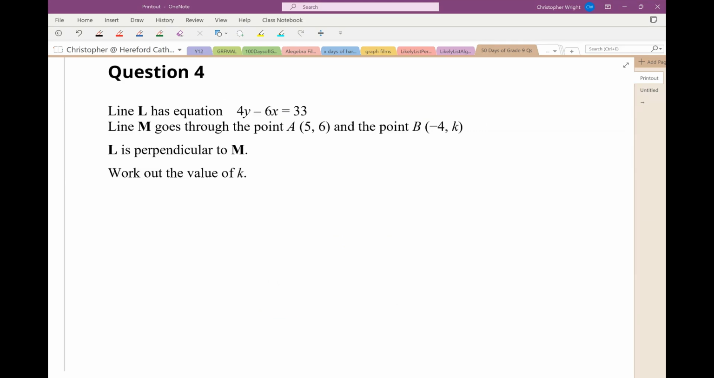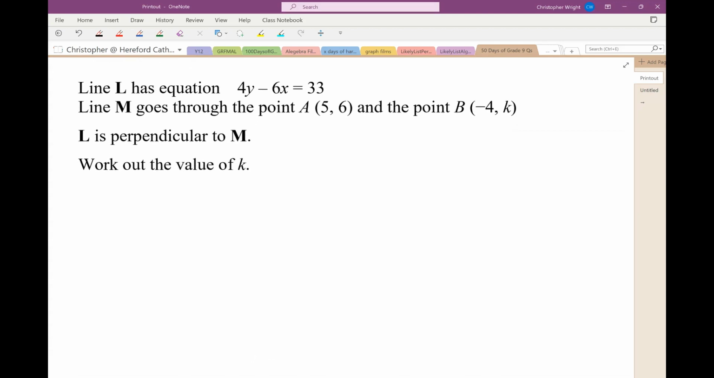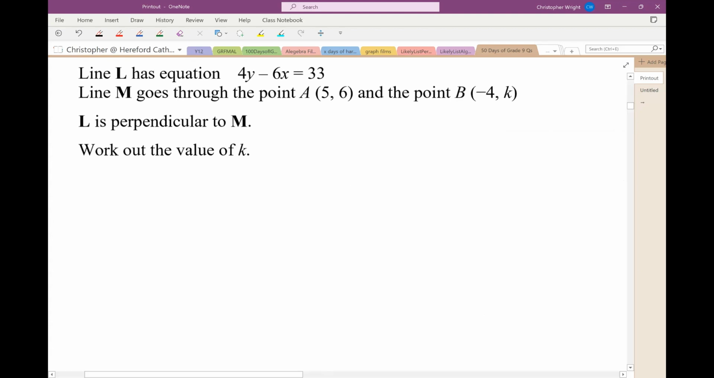Question 4, right, this is a question on coordinate geometry and it needs a bit of a think about before you dive in, I would suggest. Let's have a look. We're given the equation for line L and we're told some facts about line M. It goes through the point A and it goes through the point B. And look at this.